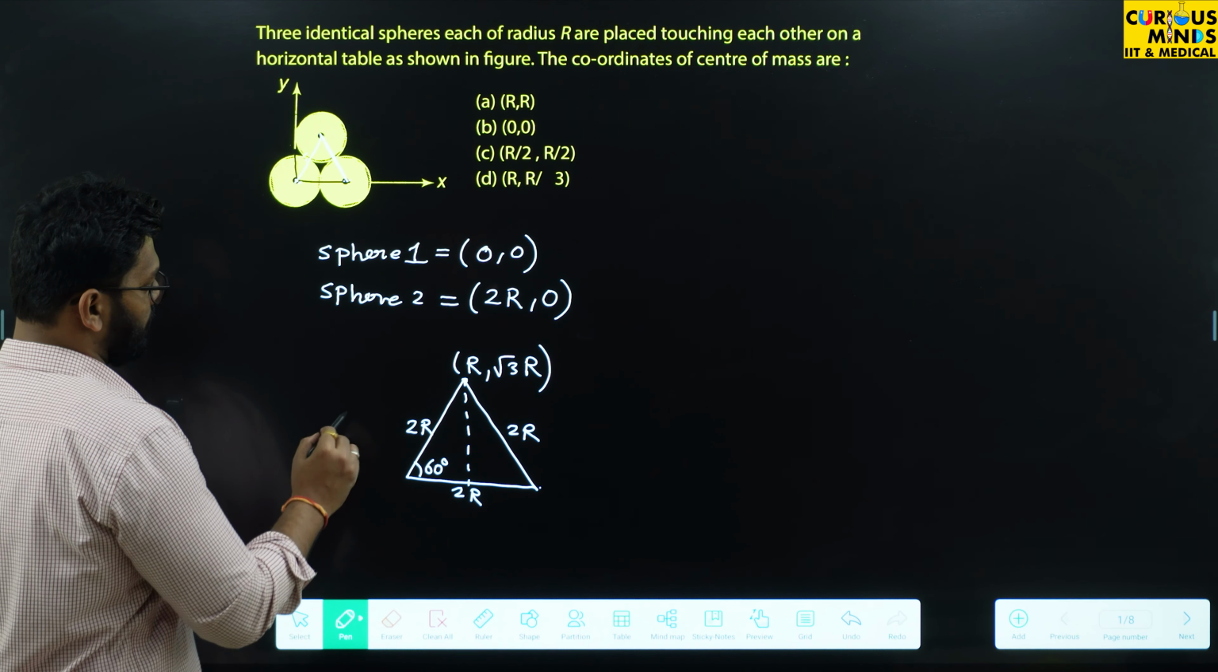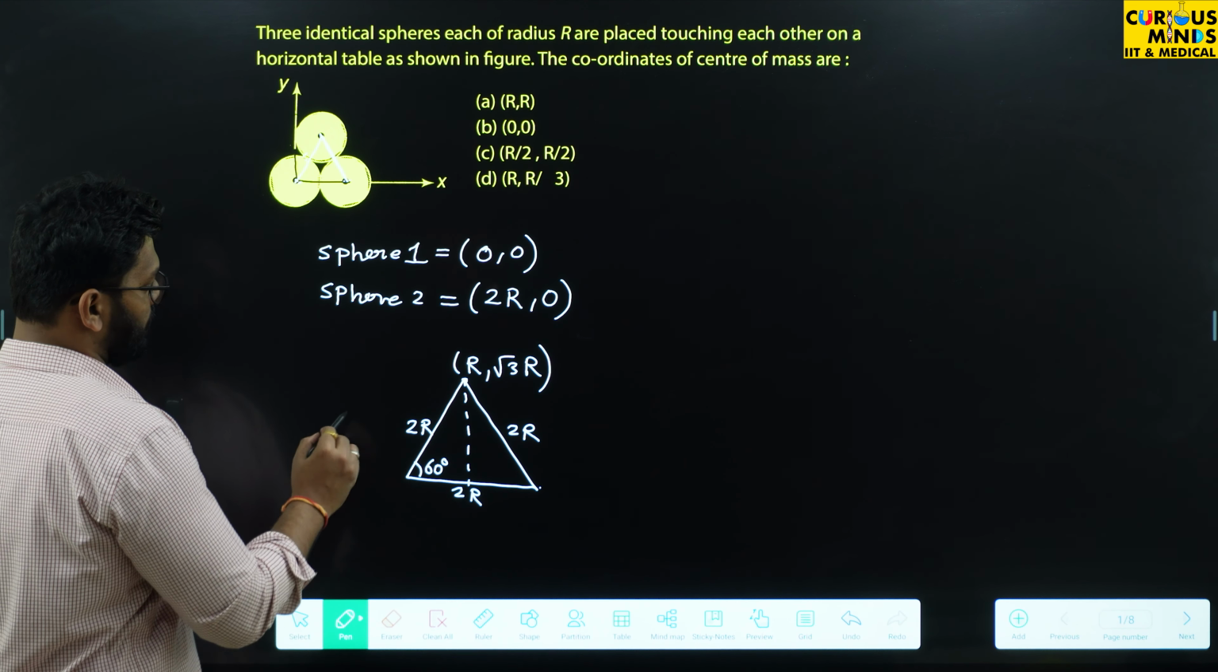What will be the y coordinate of the center of mass? It is m times 0 and 0, right? Because both the spheres have y coordinate 0. The center of mass of these two spheres has y coordinate 0. Now for this one, we have to use the y coordinate root 3r. So this is m into root 3r divided by 3m. So this will be root 3r by 3, which is r by root 3.